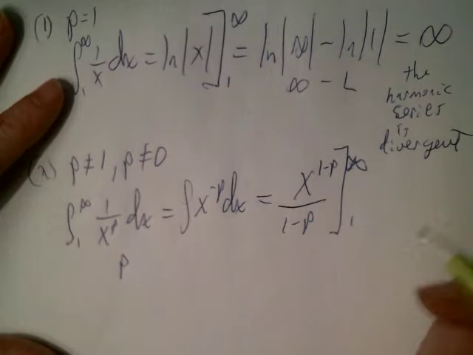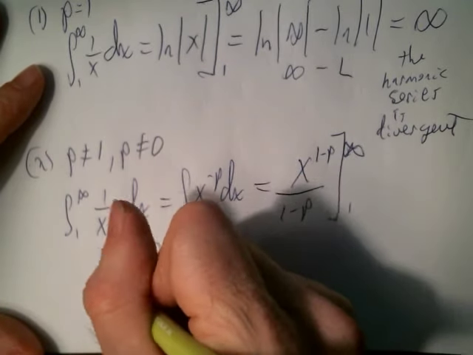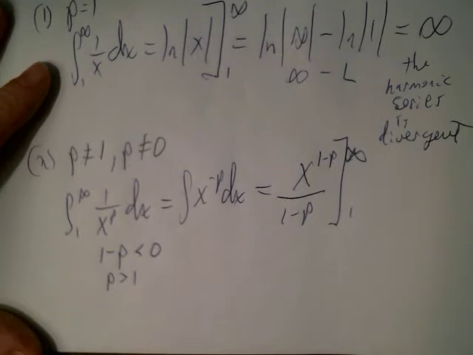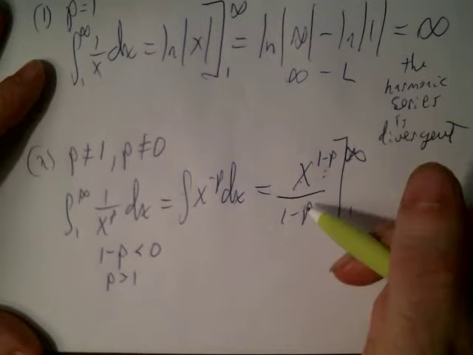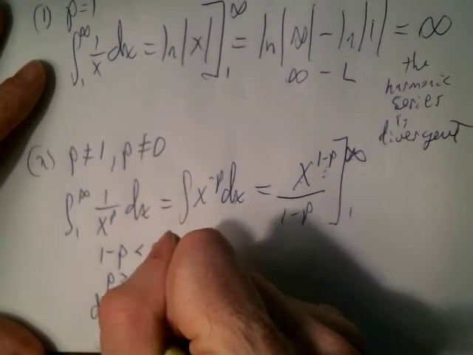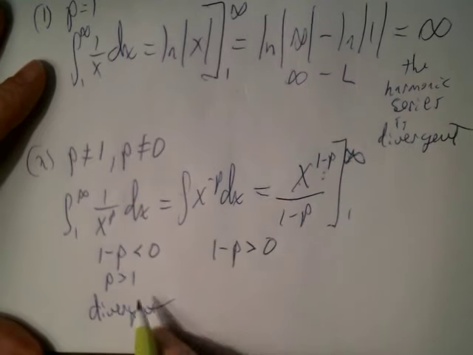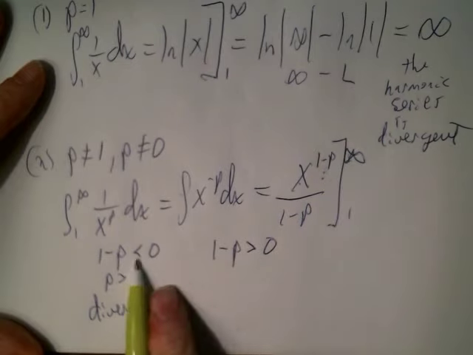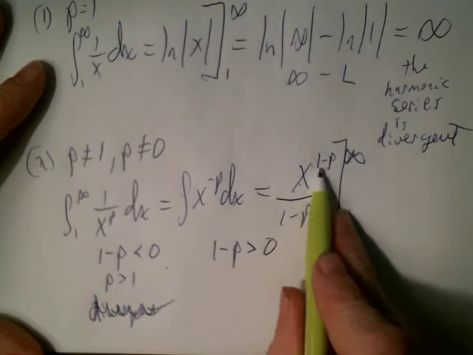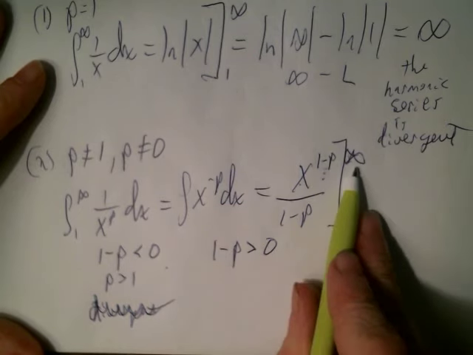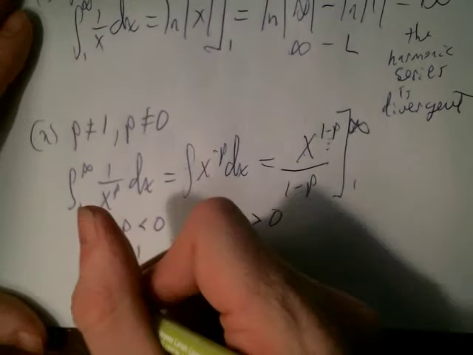Either 1 minus p is less than 0, in other words, p is greater than 1. And in that case, this exponent will be negative, the entire numerator would drop to the denominator. And as x goes to infinity, the denominator would get huge. You'd have L over infinity, which would be 0, which would be convergent.